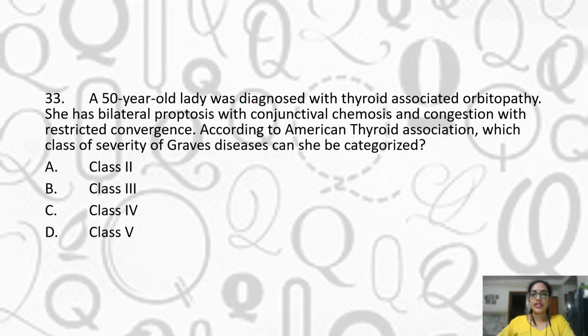A 50-year-old lady was diagnosed with thyroid associated orbitopathy. She has bilateral proptosis with conjunctival chemosis and congestion and restricted convergence. According to the American Thyroid Association, which class of severity of Graves' disease can she be categorized? So one has to know this American Thyroid Association classification or staging of thyroid orbitopathy. So let us remember it as NO SPECS.